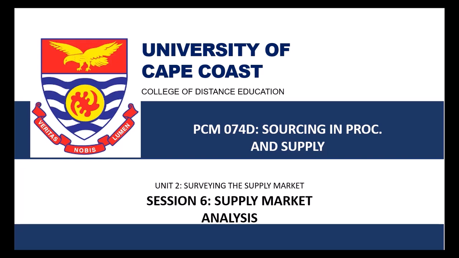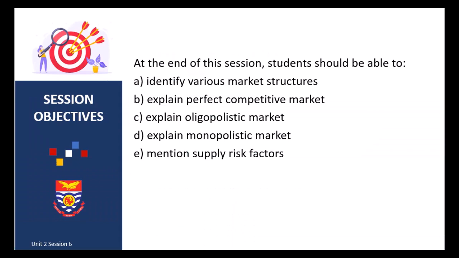In this section, we will take a close look at the structure of the supply market to help us make informed procurement decisions. By the end of this section, we should be able to identify various market structures, explain perfect competitive market, explain oligopolistic market, explain monopolistic market, and mention supply risk factors.